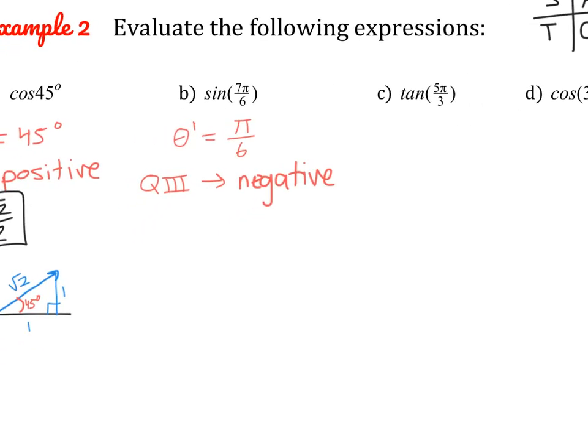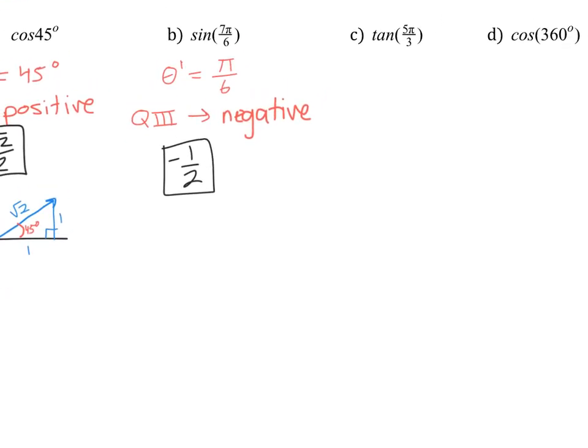And then we ask ourselves, okay, what is the sine of pi over 6? What's the sine of 30 degrees? And that's 1/2, so our answer is negative 1/2. If you have those values memorized, it's really useful. If not, we can sketch a picture.